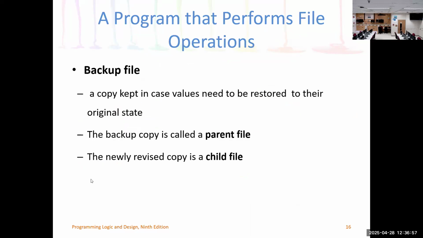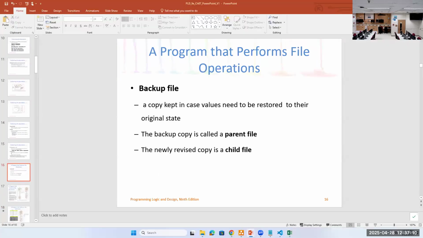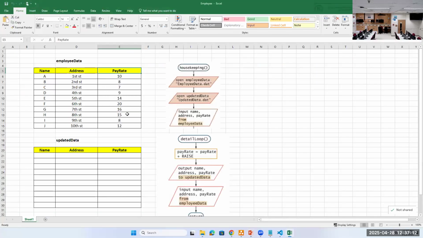Now, a program that performs the file operation. Backup file. So what's the backup file? A backup file is a copy you keep in case the file needs to be restored to the original state. So think about I have a file here and I want to modify something. It would be better for me to keep the original file.